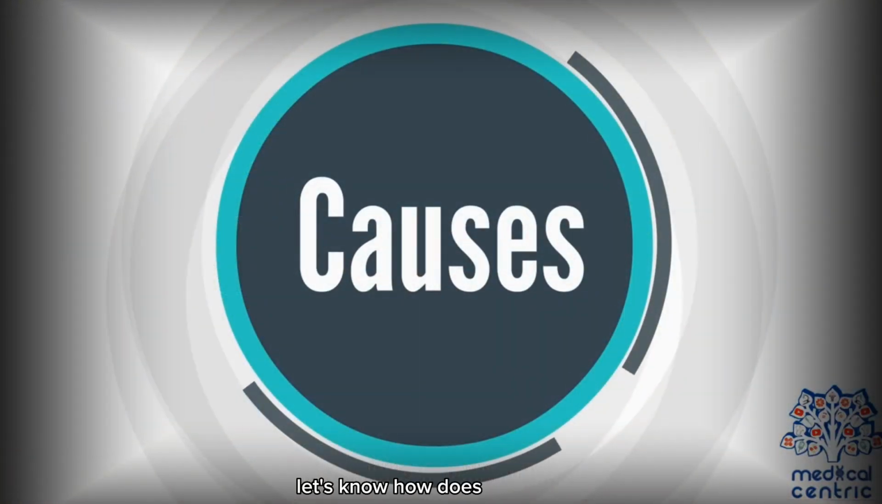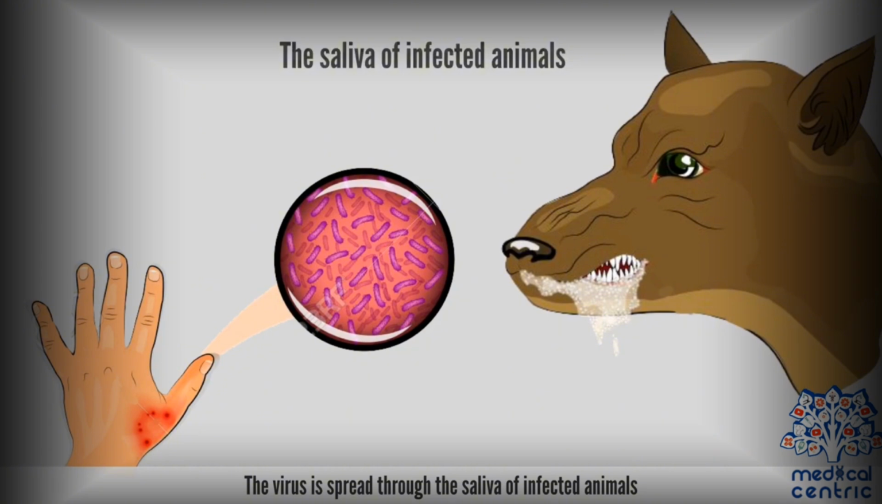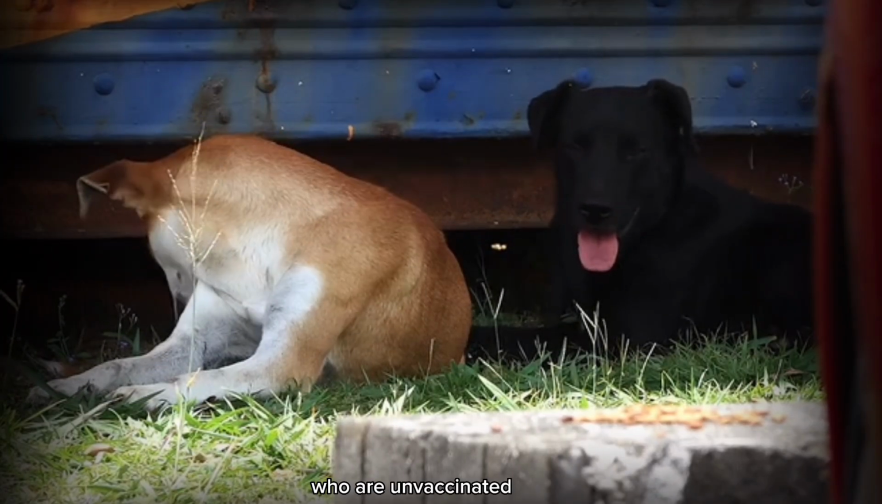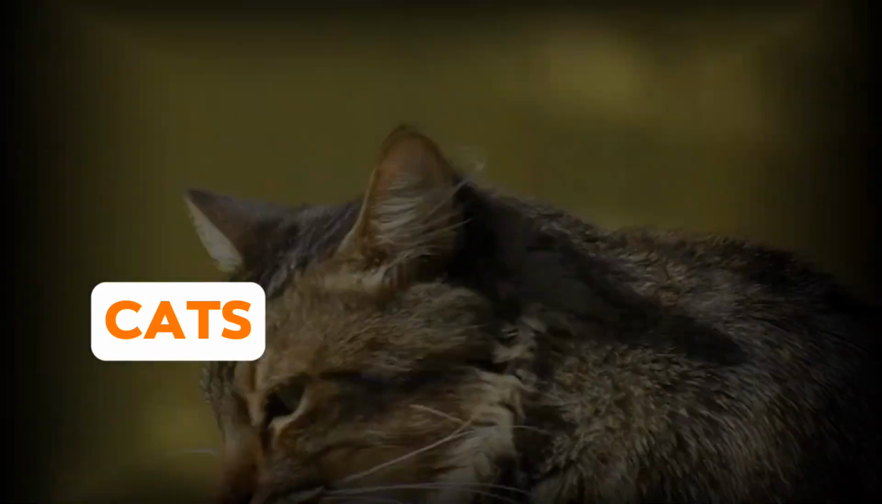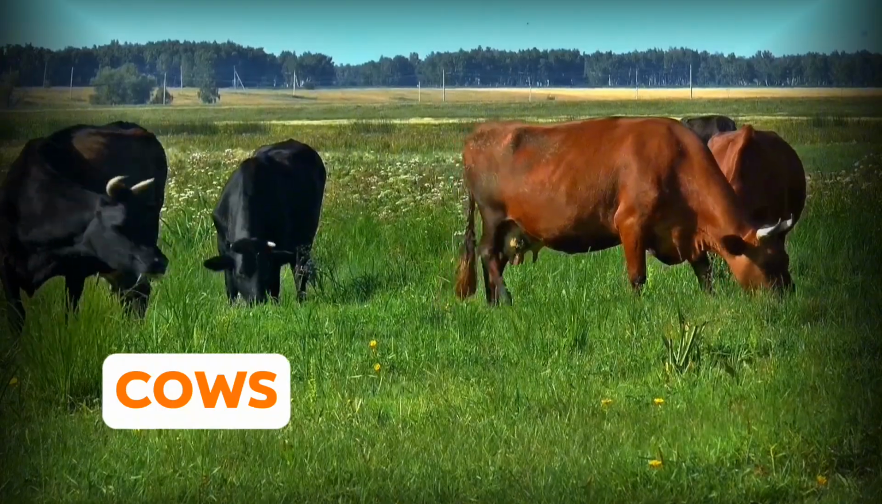Let's know, how does rabies spread? Rabies spreads mainly through the bite, scratch, or lick of the infected animal. In India and many other countries, the most common source is stray dogs who are unvaccinated. However, rabies is not limited to dogs alone. It can also be spread by cats, monkeys, bats, foxes, cows, and camels.